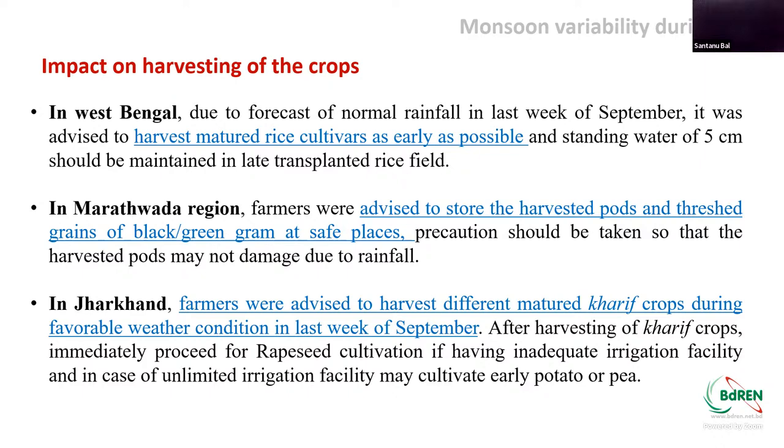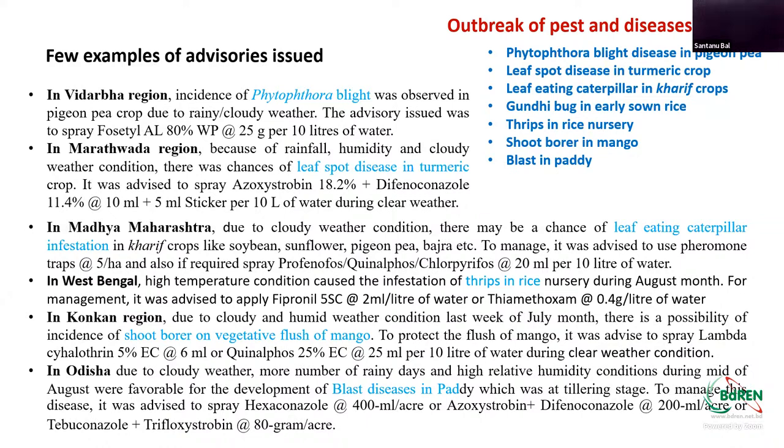And also in this monsoon 2022, a lot of disease and pest outbreaks were there. I've just listed some of those, like Phytophthora blight disease in pigeon pea, leaf spot in turmeric, leaf eating caterpillar in some of the crops, then Gandhi bug in early sown rice, thrips in rice nursery, soot borer in mango, and blast in paddy. And these were observed in different parts of the country.